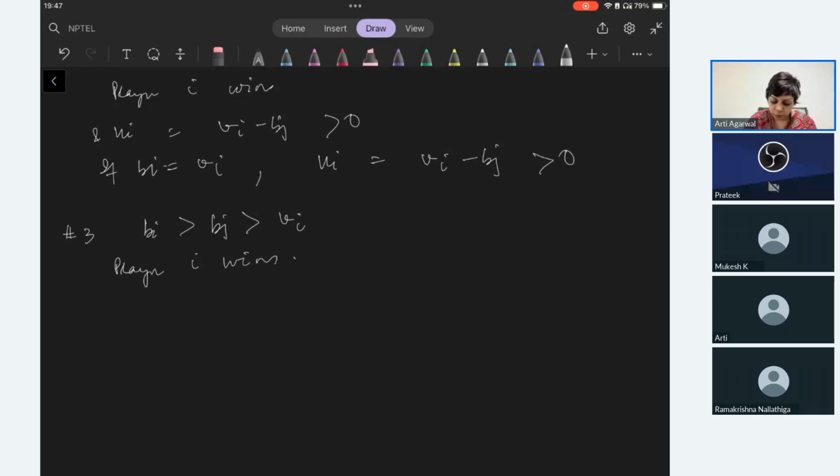But his payoff is now, sorry, somebody wants to answer. Valuation will be negative. Yes, payoff, exactly. His payoff is going to be negative. So now the expression for not pi, sorry, we were using u, right? So ui is now vi minus bj, and it is less than 0, right?